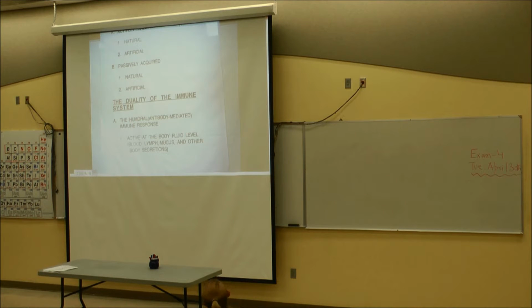Duality of the immune system. Or you can simply say at what level the B lymphocytes are involved and at what level the T lymphocytes are involved. Or you can say functions of B lymphocytes and functions of T lymphocytes. Or another way to say it: humoral immunity and cellular immunity.